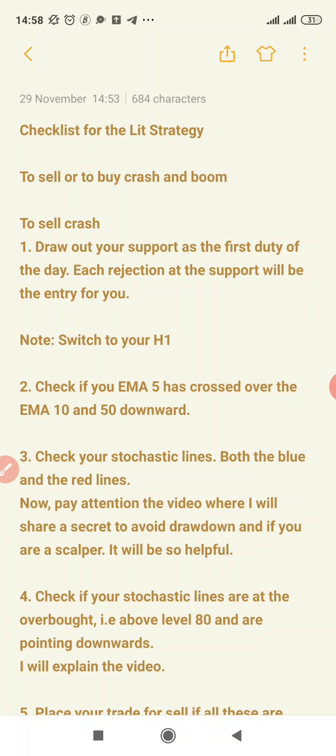It's good. All right. So, the checklist for the strategy. The checklist is for you to buy or sell Crash and Boom. It is for anyone. Many people have this idea that they don't want to buy Crash, that they just want to sell Crash, no problem, and that they just want to buy Boom. Why? Because they fear that when they are buying it will just spike. Yes, that's because many don't know how to enter. But this will help you, and you can swing even for hours and make your money.